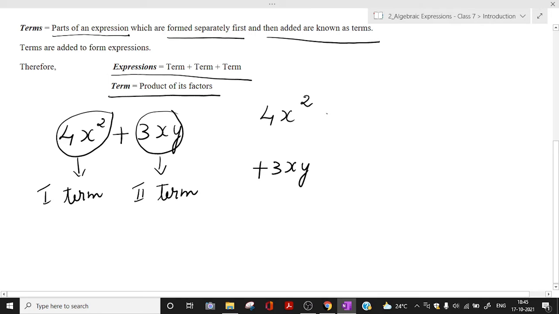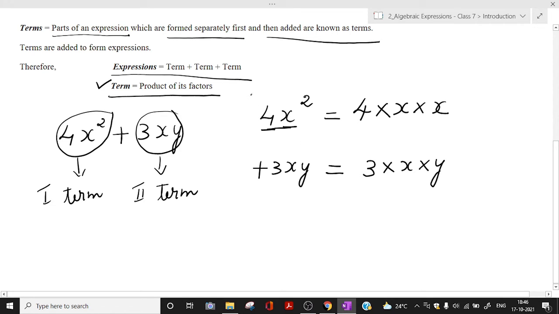Now, how do we come up to 4x squared? Coming back to the second one, where I said a term is equal to the product of its factors. That means, which are the factors over here? 4 is a factor. And how many x? There are 2x. x into x makes up x squared. So these are the factors of the term 4x squared. Likewise, when it comes to plus 3xy, we have plus 3 into x into y.